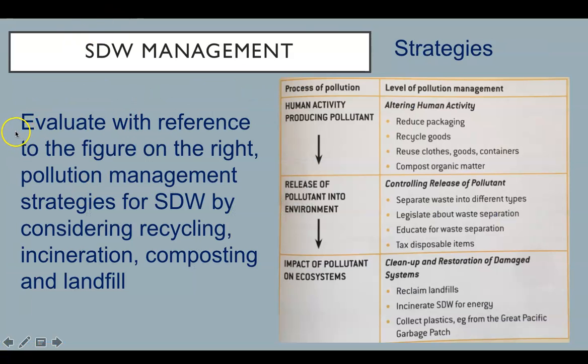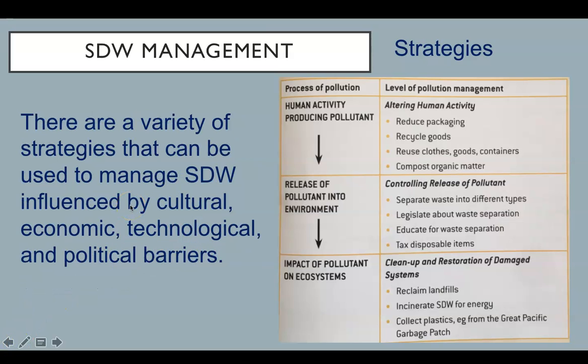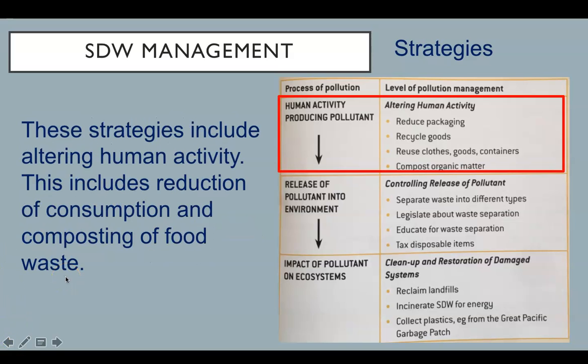You need to be able to evaluate, with reference to this figure, pollution management strategies for solid domestic waste by considering recycling, incineration, composting, and landfill. There are a variety of strategies that can be used to manage some solid domestic waste, and these are influenced by cultural, economic, technological, and political barriers. These strategies include altering human activity. This includes reduction of consumption and composting of food waste. Stop the movie and study the slide to look at different aspects of human activity that can be altered.